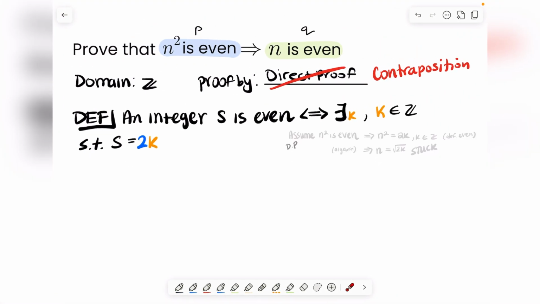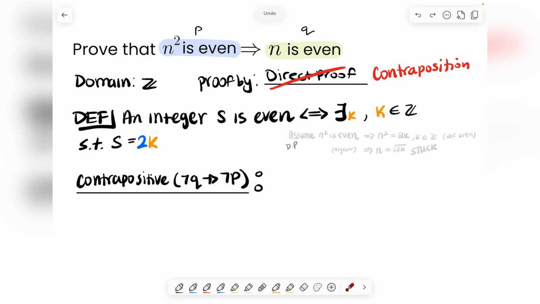But moving on, the first step with a proof by contraposition is to find the contrapositive of your original implication. And we know that the contrapositive is not Q implies not P. We know that Q is N is even. Not Q is going to be the opposite of N is even. So what's the opposite of N being even? Well, N being odd. So this is going to translate to N is odd, implies, and then P is N squared is even.